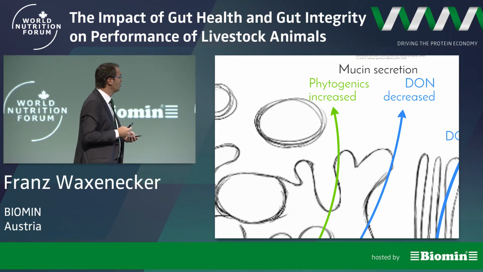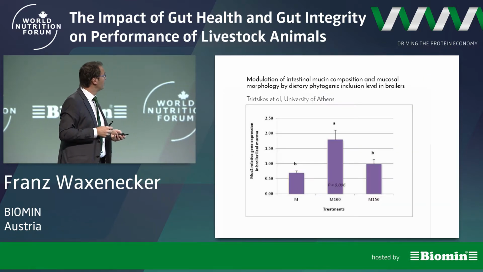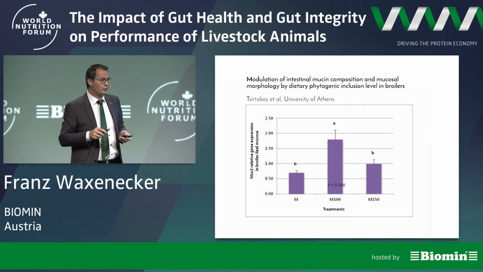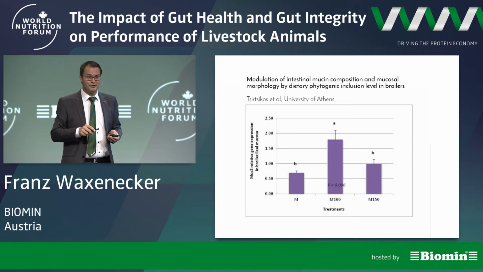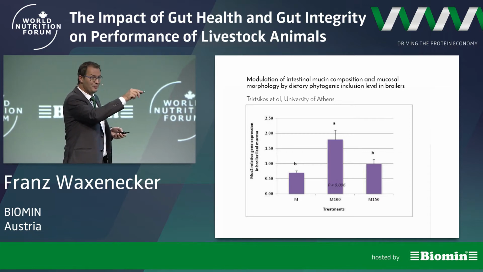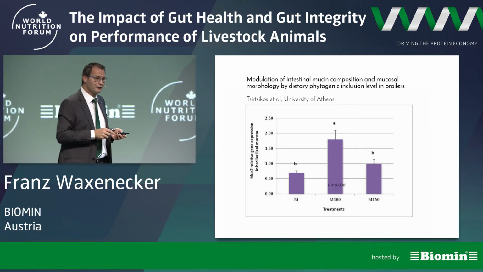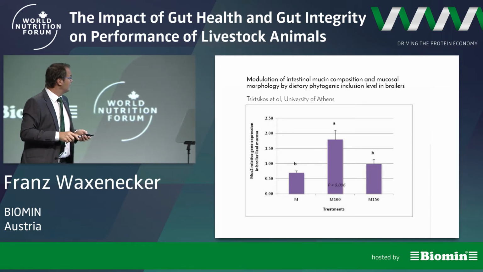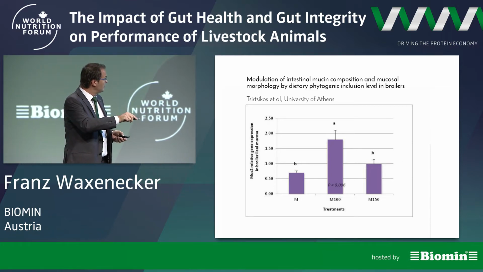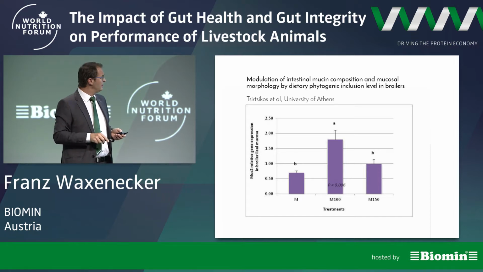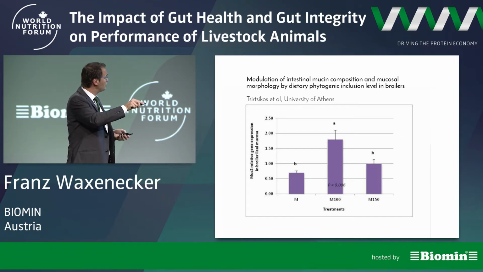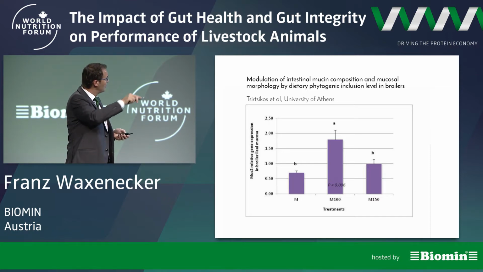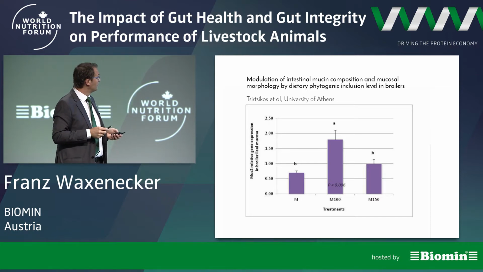This was nicely shown in those two studies. First, in this study of the University of Athens, I really have difficulties pronouncing this name. He is a student of Professor Kostas Montsouris, who is in the audience, showing that different levels of phytogenics were leading to an upregulation of this MUC2 target gene, and in high dosage even again downregulating.